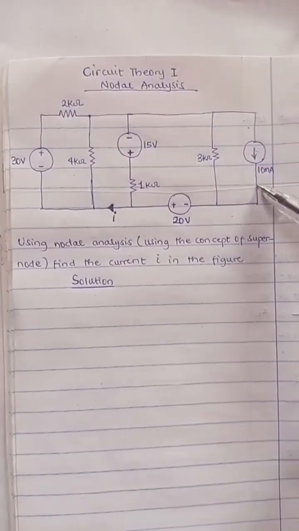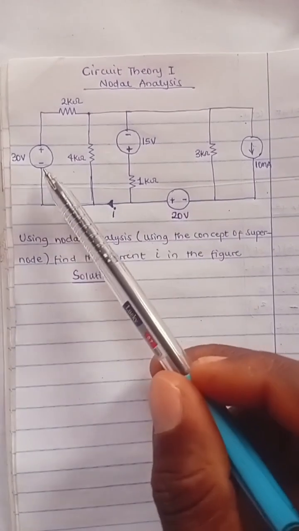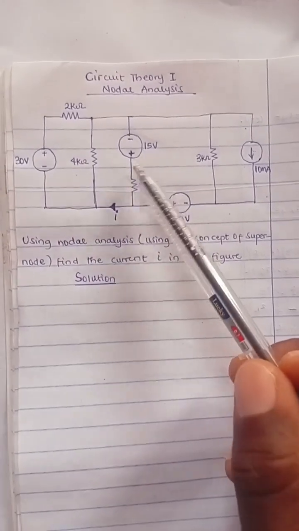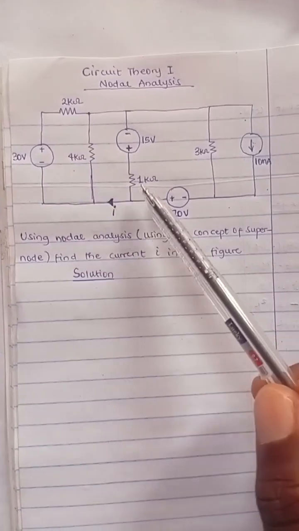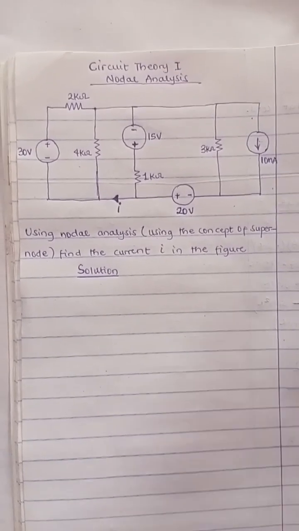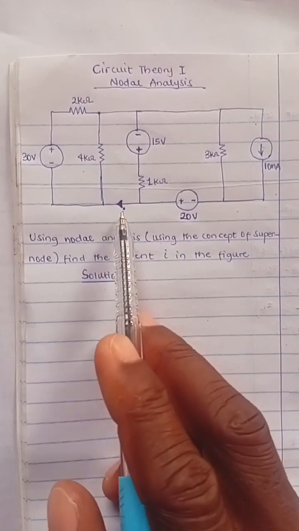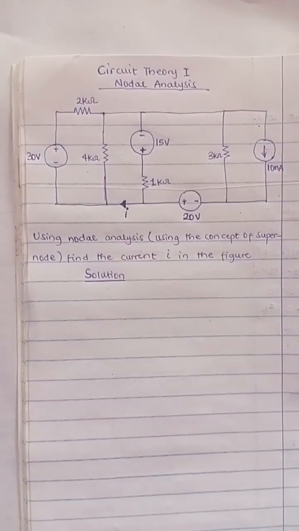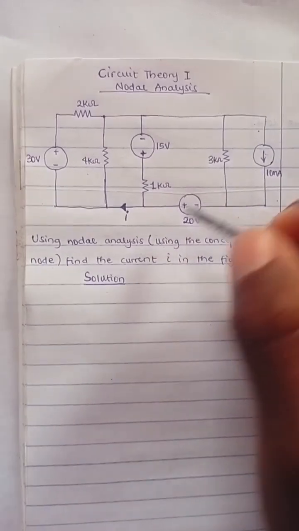If you check very well, we have a current source in milliamps, a voltage source, and another voltage source. Then we have our resistors given in kilo ohms. So we employ nodal analysis in finding the value of this current. So that's what is required of us. And from what we know, for us to use nodal analysis, we would have to assign nodal voltages around the circuit.